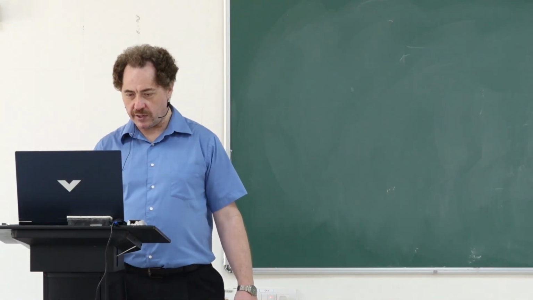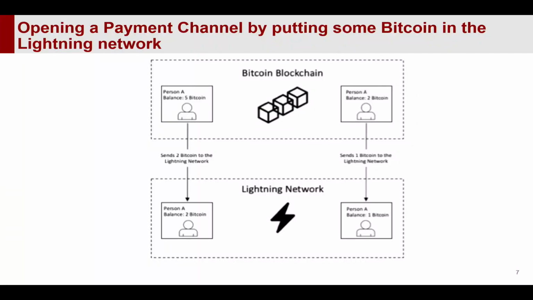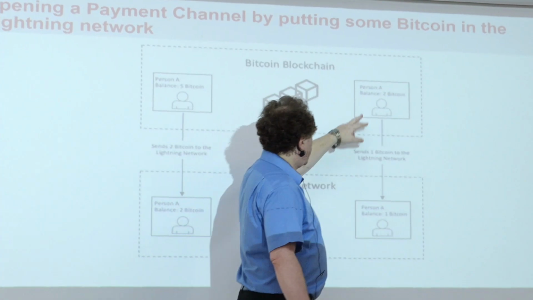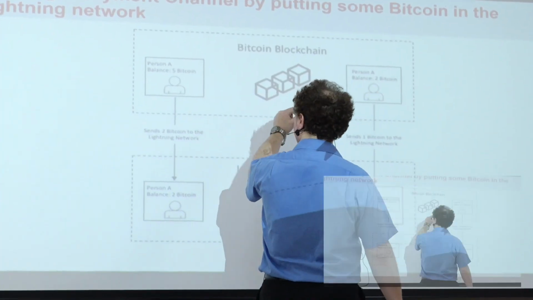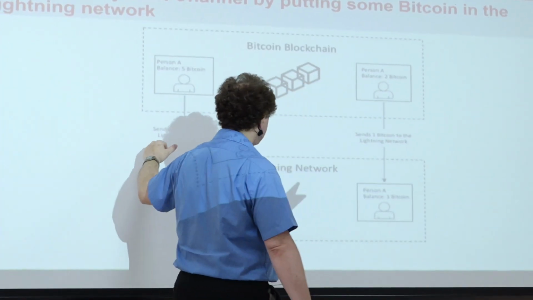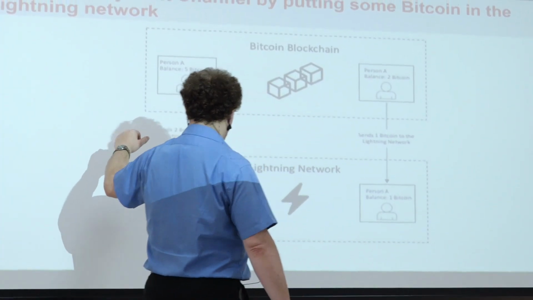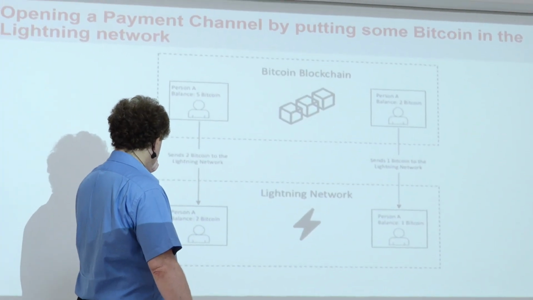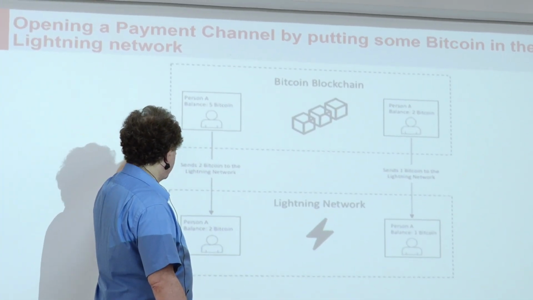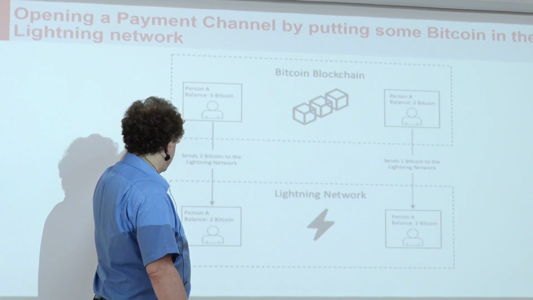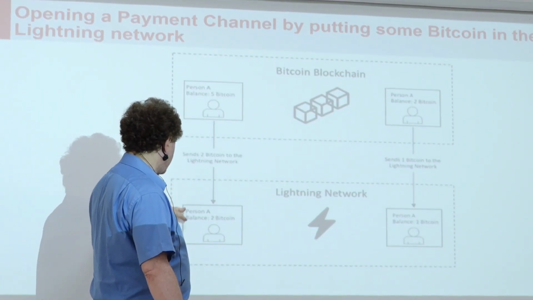So here's an illustration, right? Bitcoin blockchain, Lightning Network. So there are two nodes, A and B. Say node A has a balance of 5 Bitcoin, and then the node would send 2 Bitcoins to the Lightning Network.